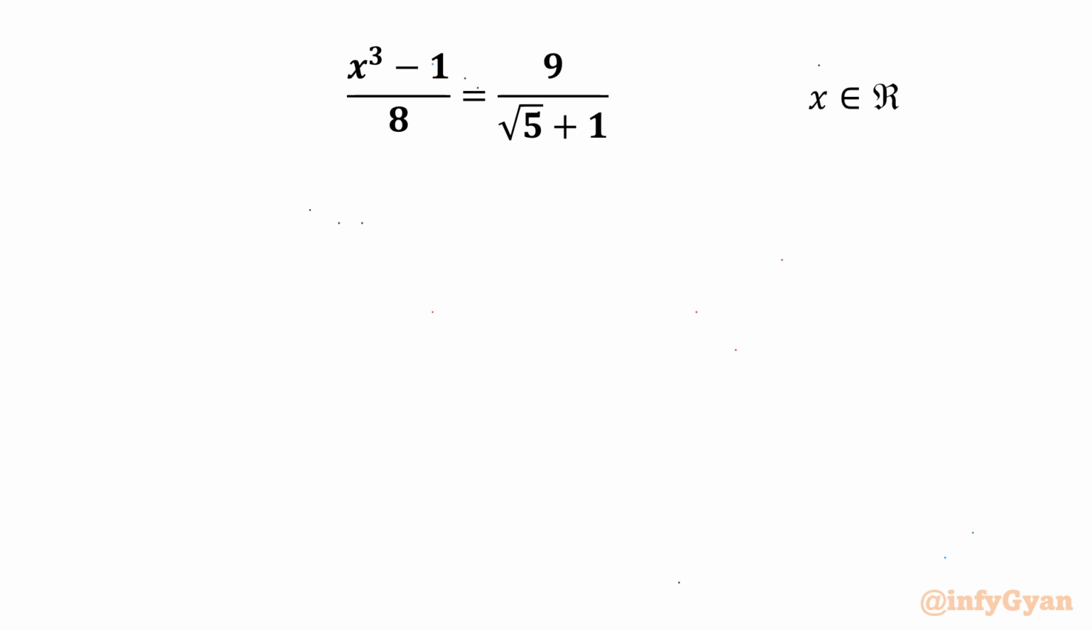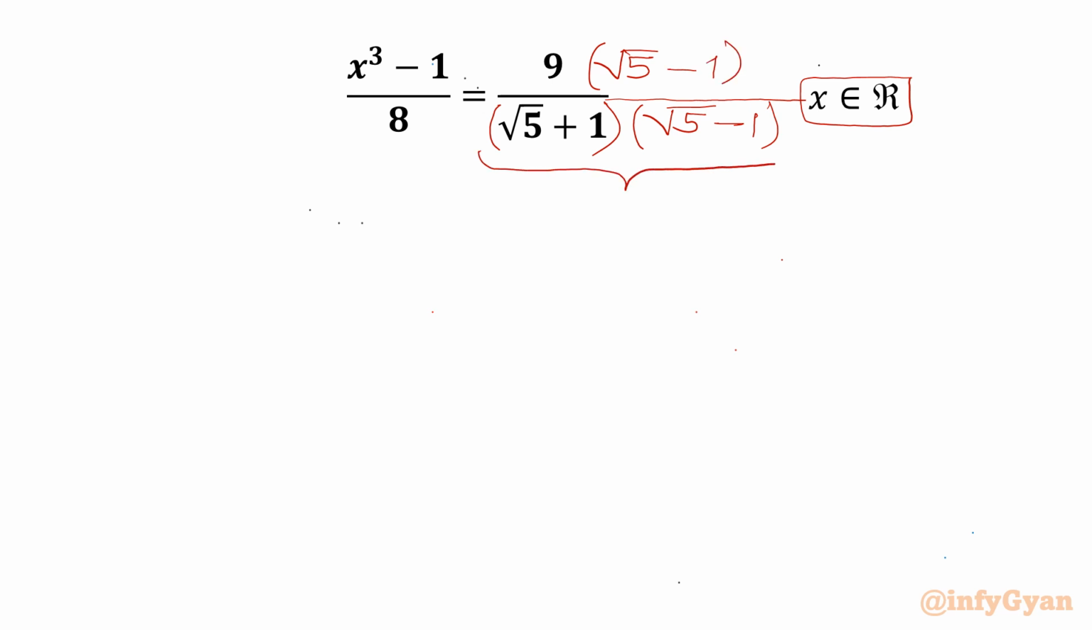In this video, we have one very interesting question from algebra. The equation is x cube minus 1 over 8 equal to 9 over square root 5 plus 1, and we have to find out real solutions only. So let's get started by rationalization of our denominator. I need to multiply with square root 5 minus 1 in the numerator and denominator.